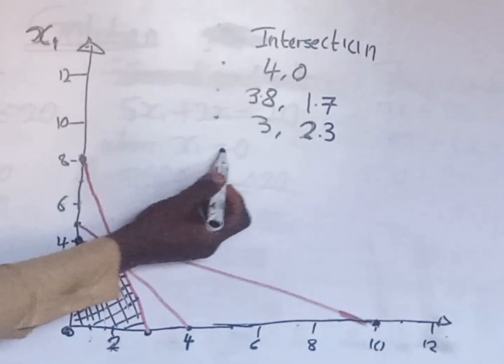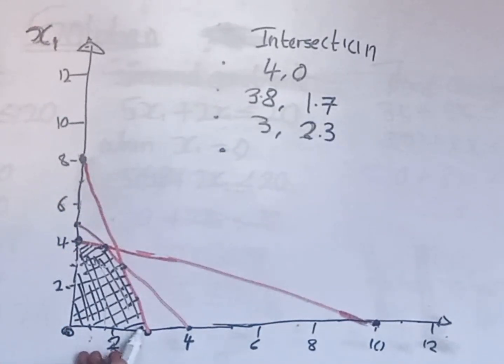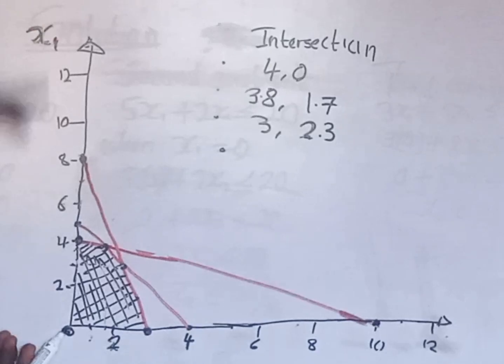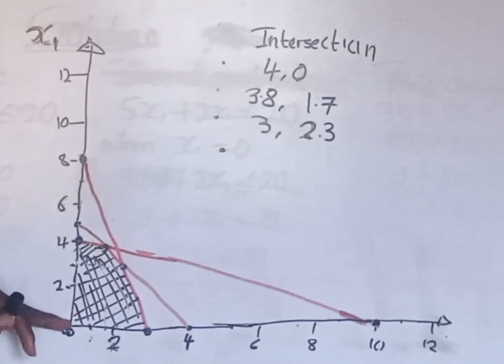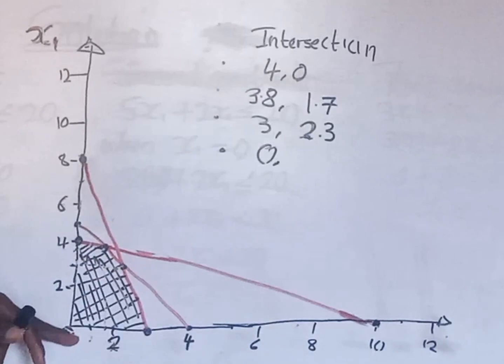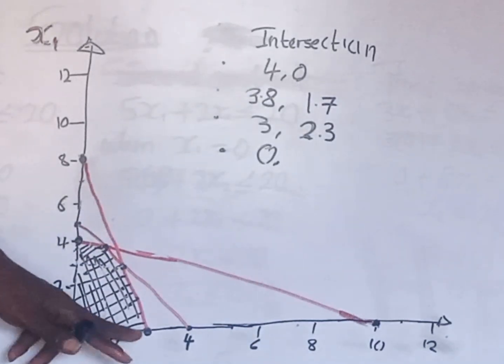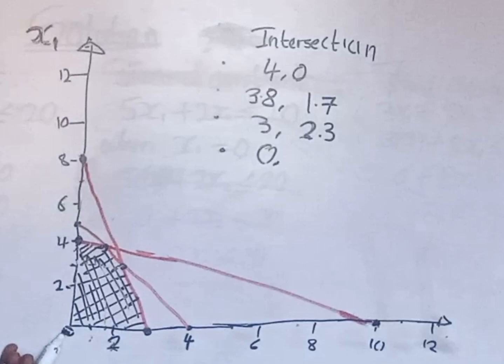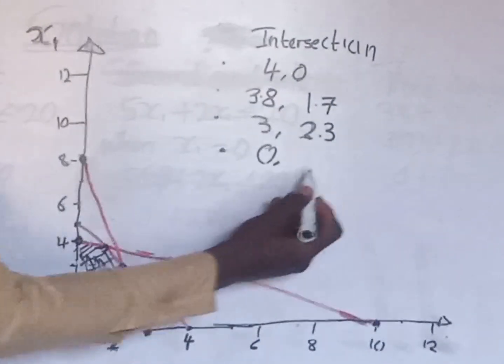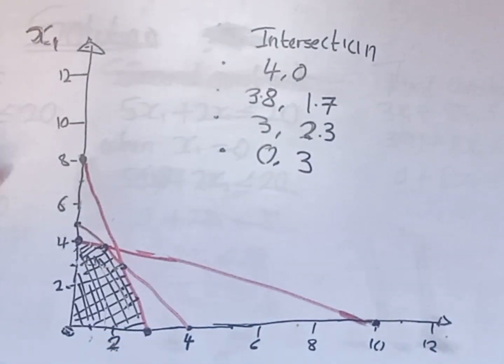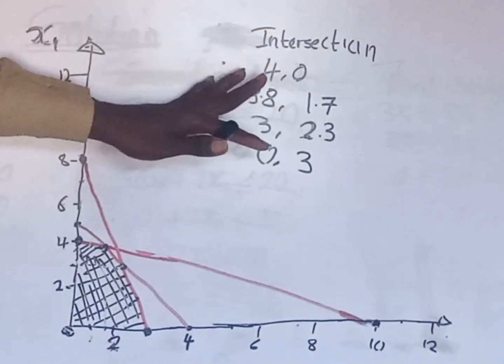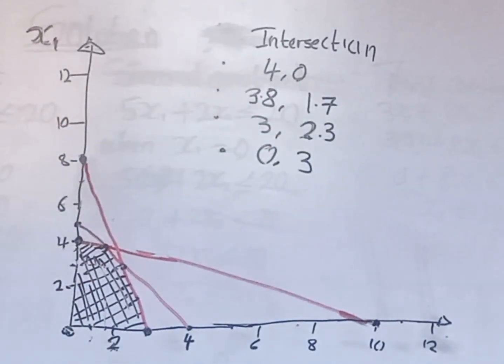Now let's proceed to find the fourth intersection. Of course, the fourth intersection is here. This is the fourth intersection, and in the fourth intersection, the value of x1 is 0. As you can see, there is no rise. So we have 0 comma, the value of x2 is 3, because from 0, 1, 2, this will be 3. So the value of x2 is 3. So now I've gotten the intersections from this graph.